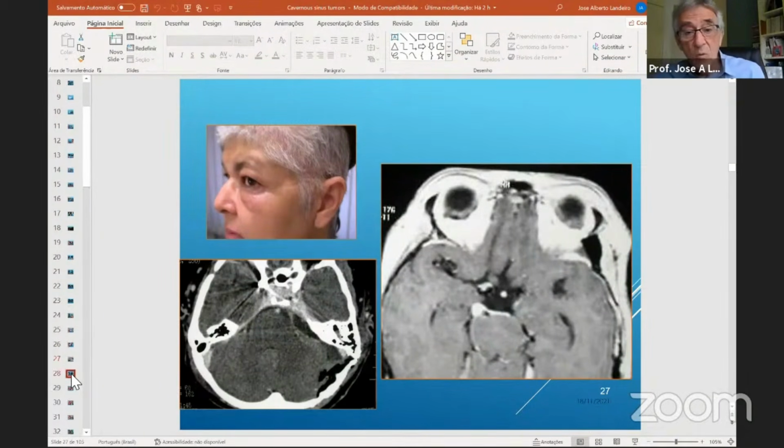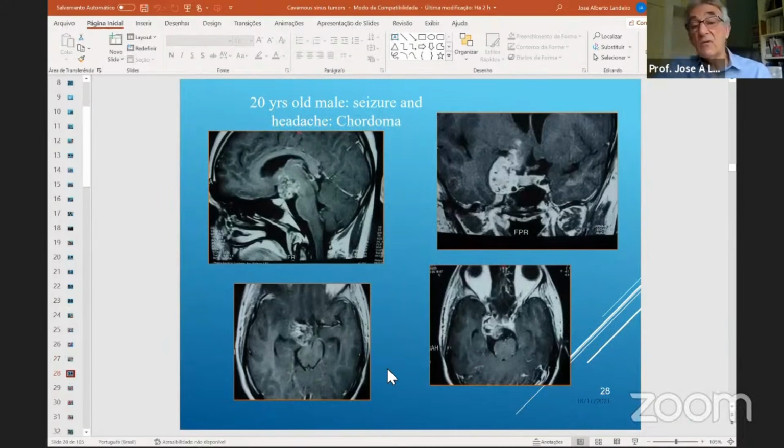But one of the more important things in cavernous sinus surgery is for non-meningioma tumors, like chordoma.